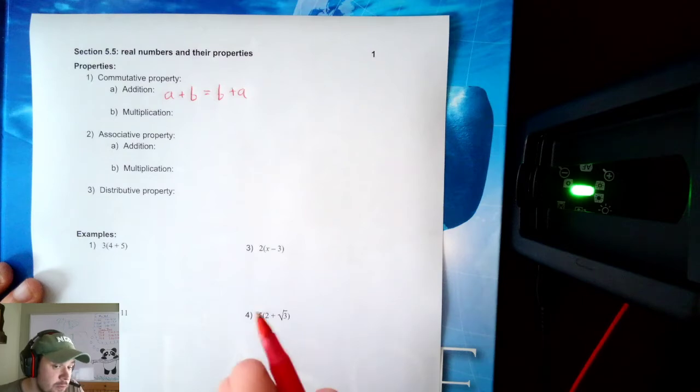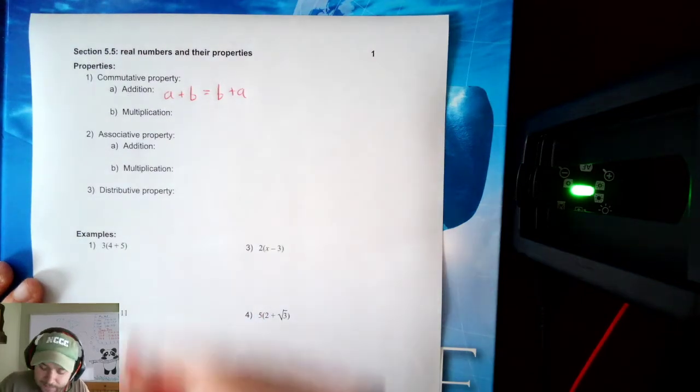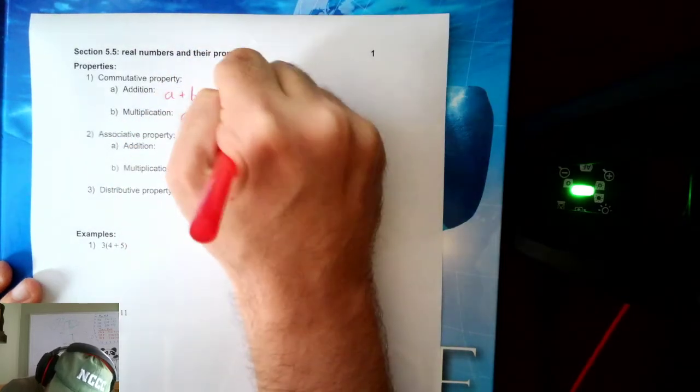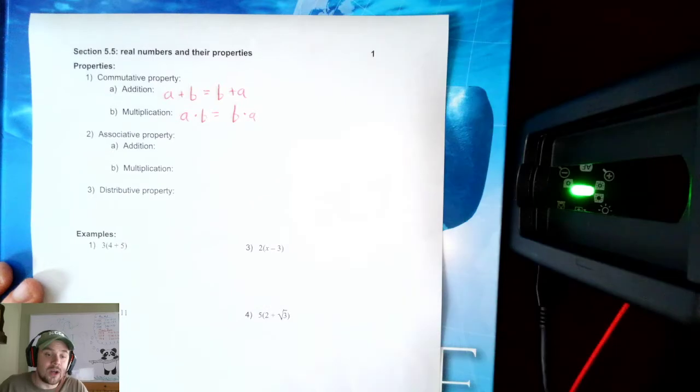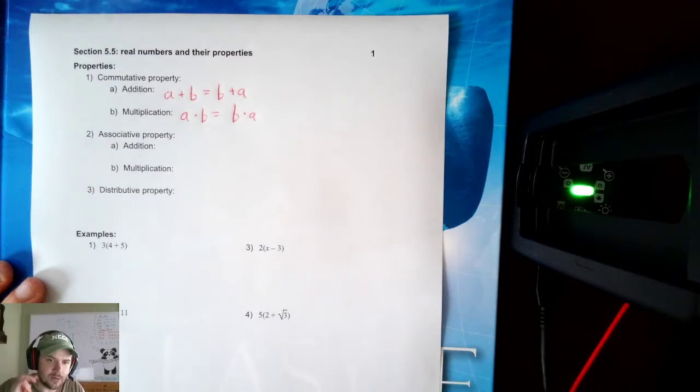Think about it, what's 2 plus 5? 7. What's 5 plus 2? Also 7. Same for multiplication, right? If I do A times B, that's the same as B times A. What is 4 times 6? Well, it's the same as 6 times 4, right? So that's the commutative property. We can multiply and add in different orders.